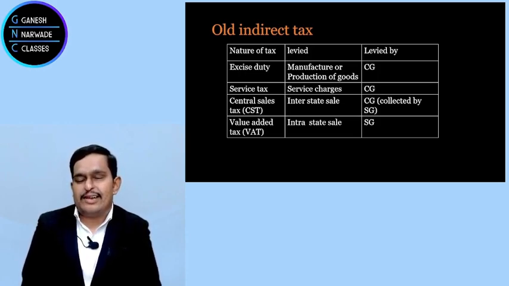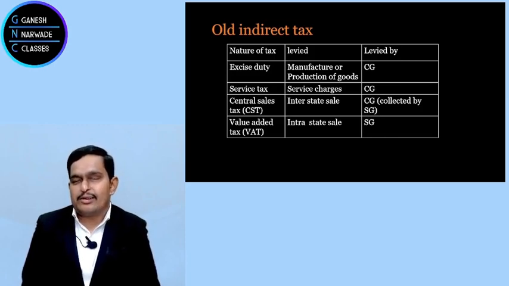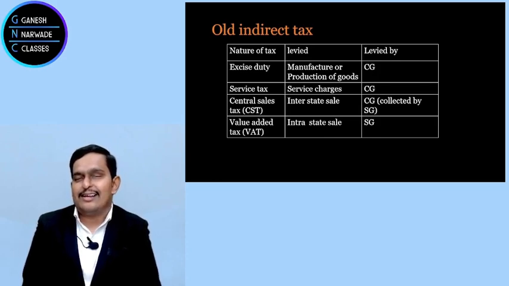Then the state government was to levy tax on sale within a state. Within a state means intra, I-N-T-R-A, within. You would have heard the word introspection. Am I focusing on the class? Am I listening to the lecture properly? Okay. So intra means within. Intra-state sale. On a sale within a state, VAT, value added tax, was levied by the state government.